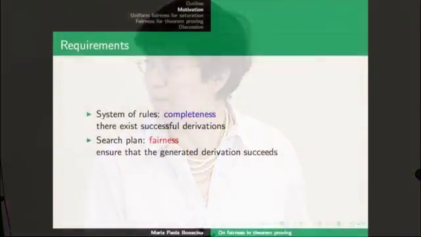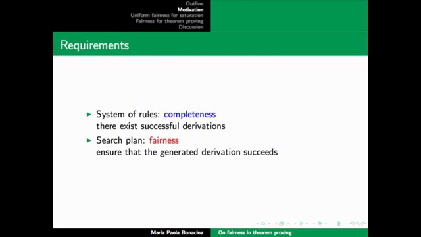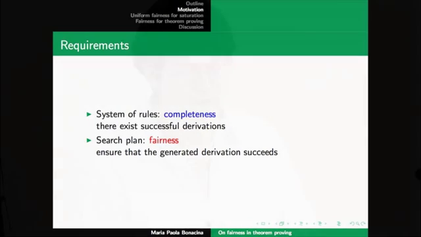Now, the typical requirements on these two is that for the system of rules, we want it to be complete, in the sense that there exist successful derivations. What does it mean to be successful? Well, if we are looking for a refutation, a successful derivation will be one which terminates with the empty clause, with the contradiction. If we are looking for a model, a successful derivation will be one that terminates with a model. Now, because the inference system determines many possible derivations, yes?